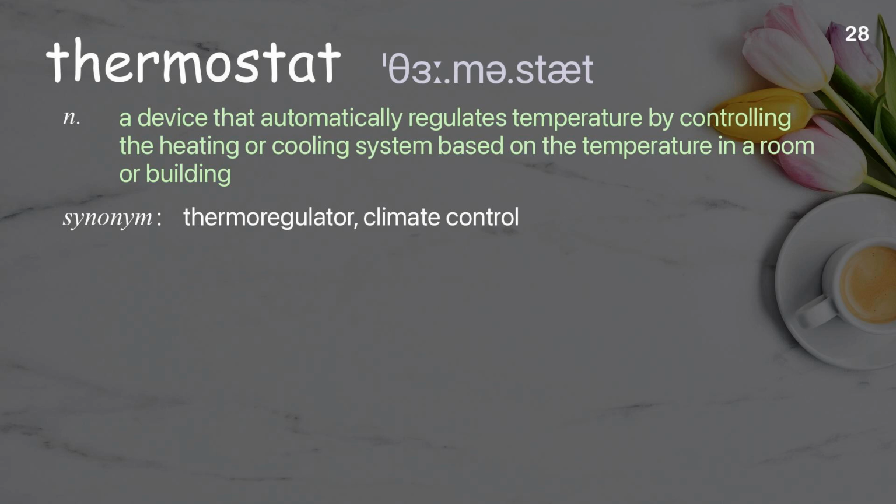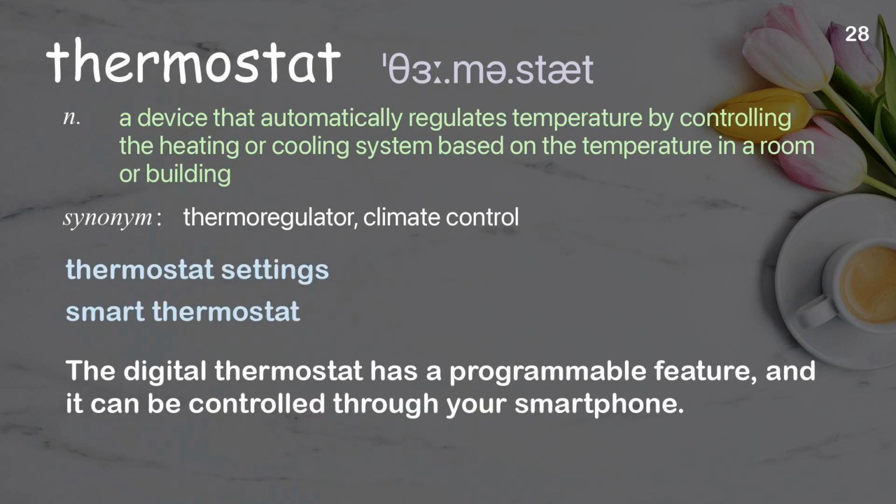Thermostat. A device that automatically regulates temperature by controlling the heating or cooling system based on the temperature in a room or building. Examples: Thermostat settings. Smart thermostat. The digital thermostat has a programmable feature, and it can be controlled through your smartphone.